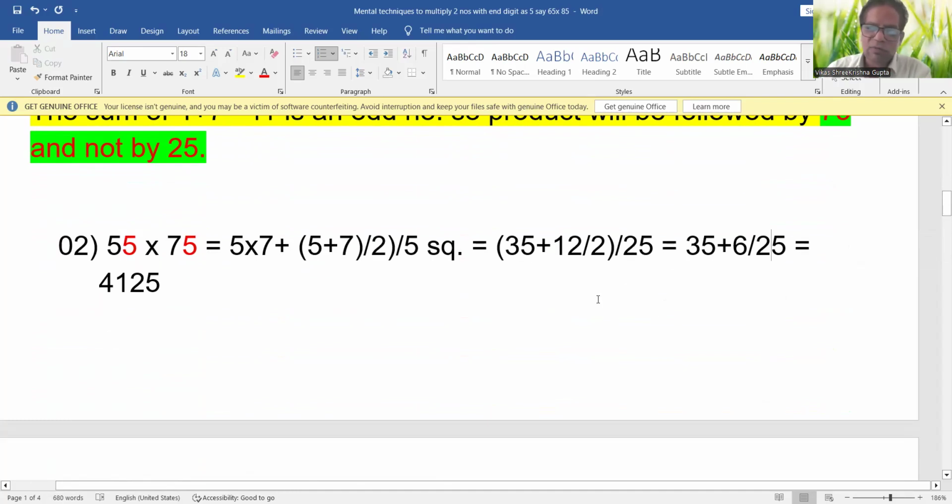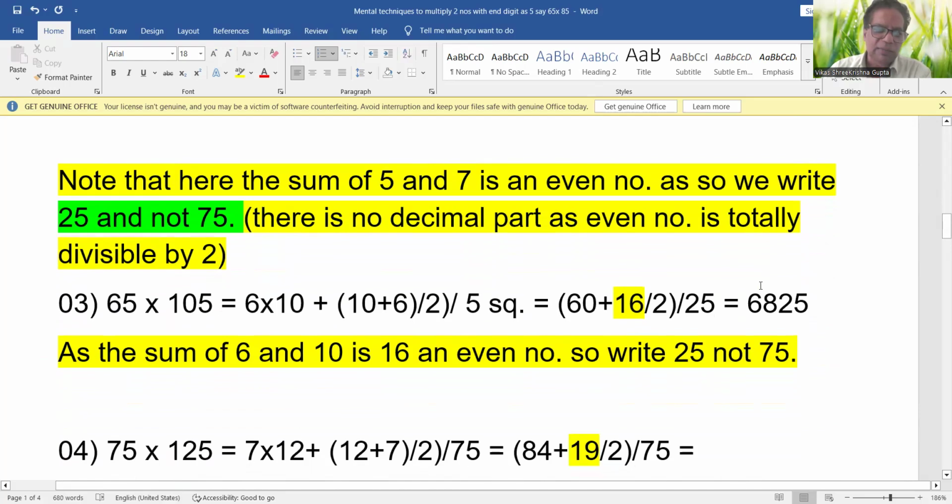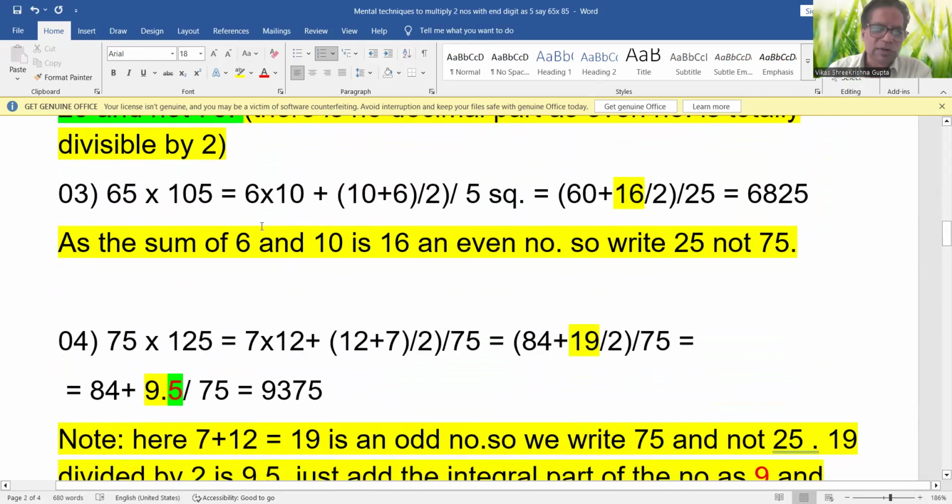So my answer will be 41, 25. There is no decimal part, only the integral part is there. Add that to the product of both the numbers. 35 plus 6, 41, followed by 25. So the full answer is 4125. Right? Now, in the same case, I'm multiplying 65 into 105.